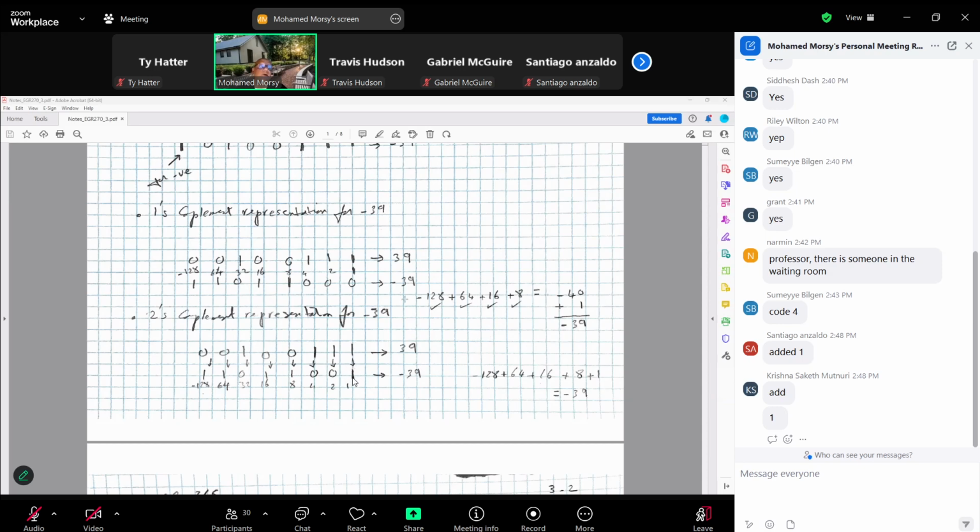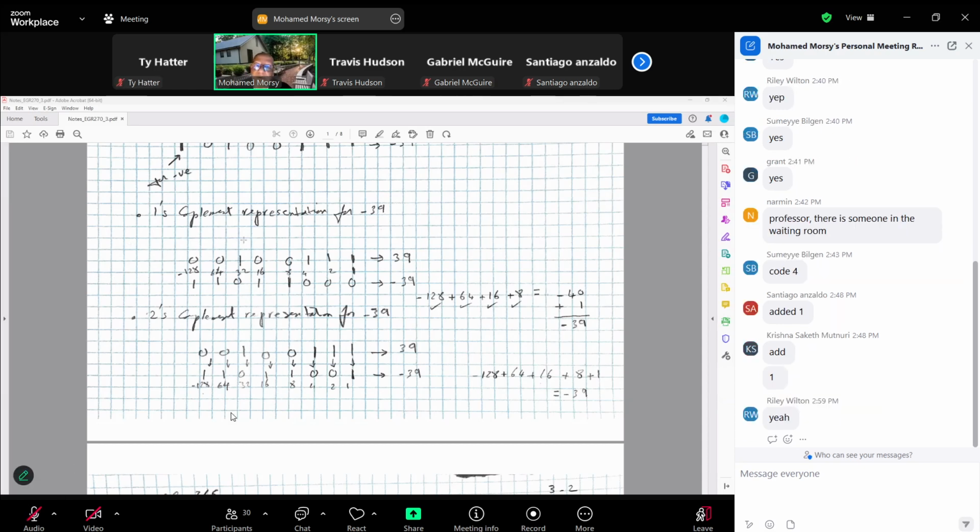Okay. So after we inverted the numbers here, we just put the weights to add the numbers to check that we really have minus 39. Everyone see what I'm saying? If not, please ask me what is not clear here. I'm following. Okay, everyone?